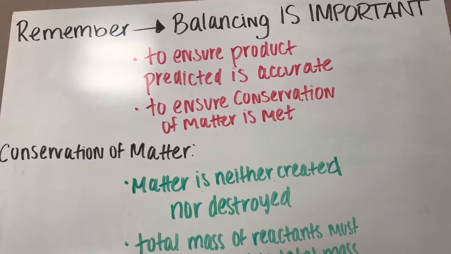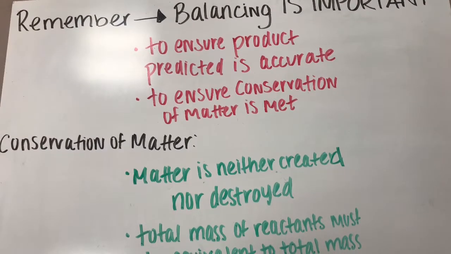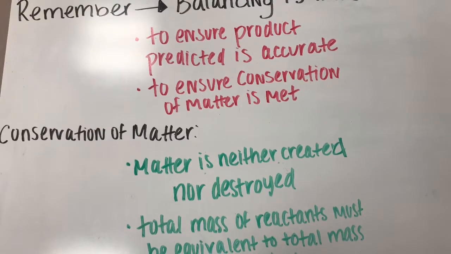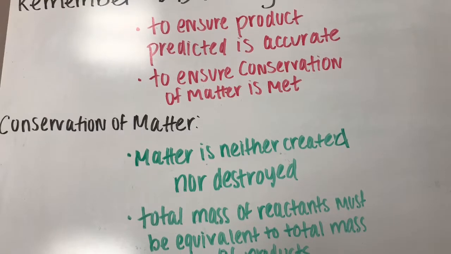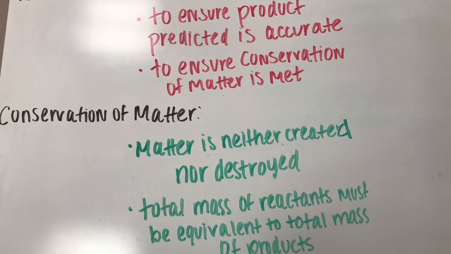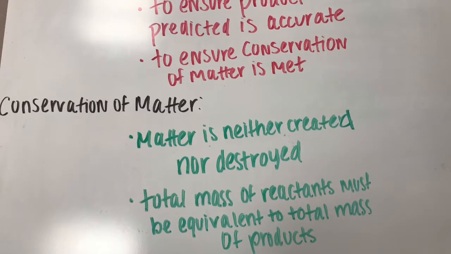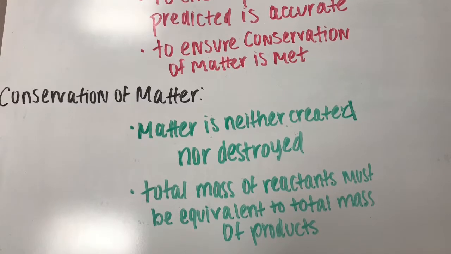Whenever solving chemical reactions, remember the importance of balancing. Balancing is essential in ensuring the product predicted is accurate, as well as to ensure that the conservation of matter is met. The conservation of matter states that matter is neither created nor destroyed. Therefore, the total mass of the reactants must be equivalent to the total mass of the products predicted, and that is why balancing must be done.